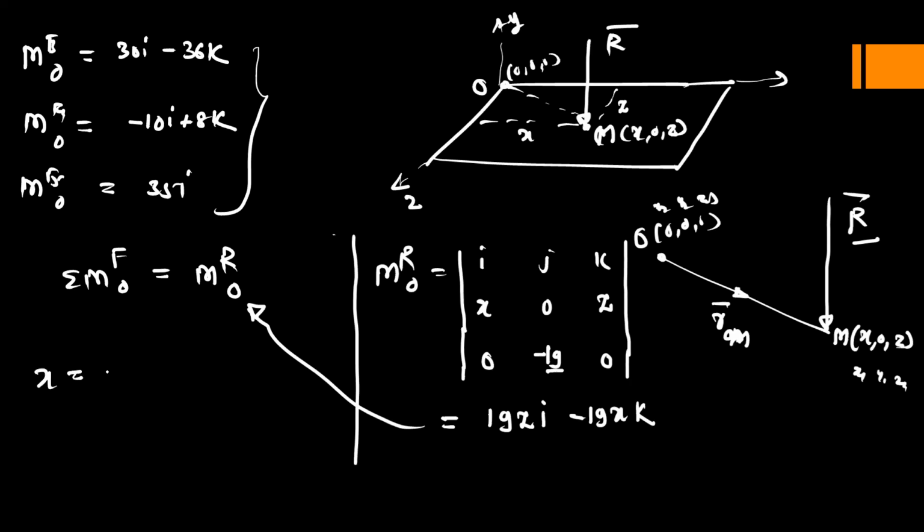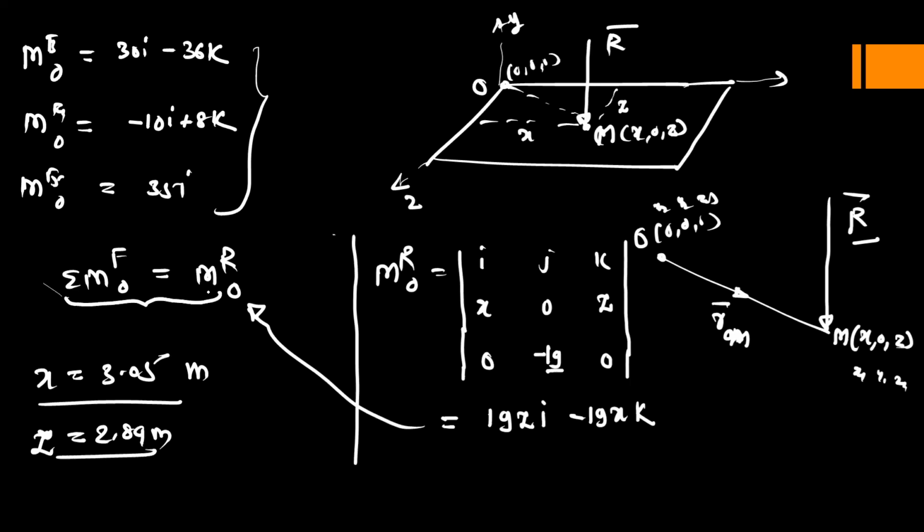This is equal to 3.05 meter, and the Z value, this is 2.89 meter. So from this equation, you have to equate the coefficients on the left hand side and on the right hand side. Okay. So finally, you will get this answer, X and Z.